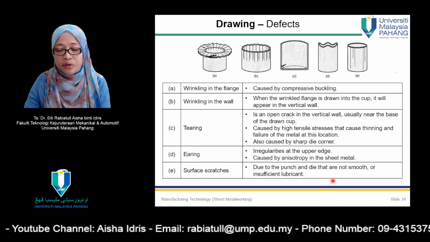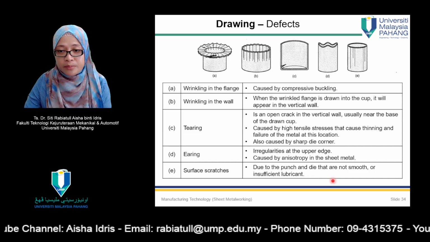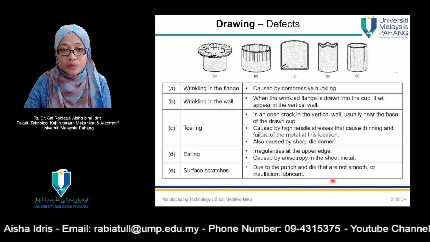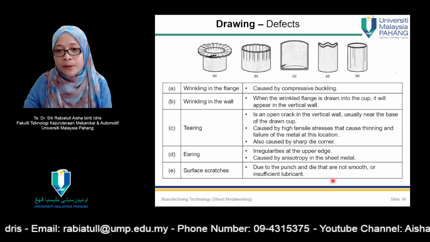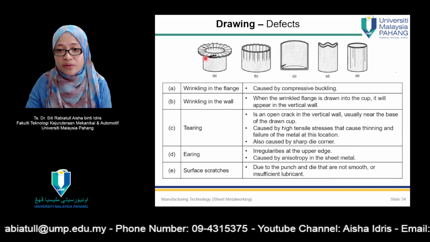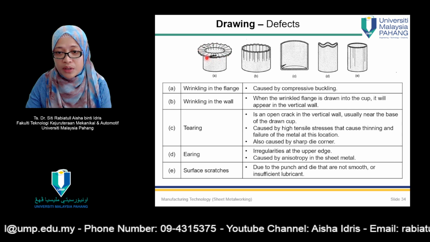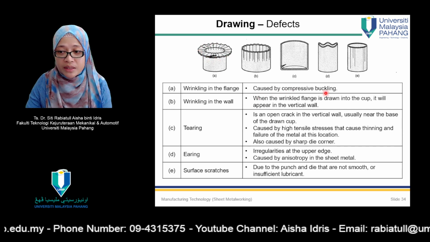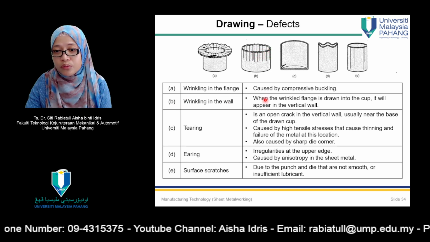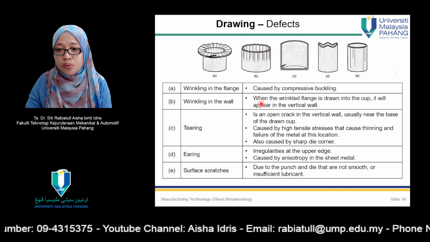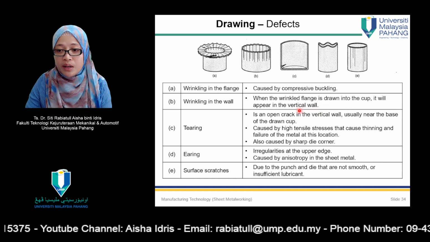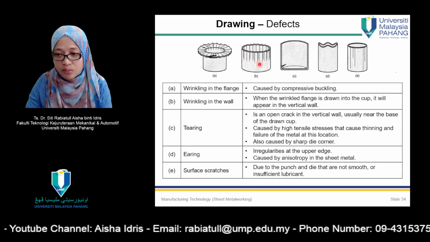Defects, yes, of course. Any type of process is subjected to several types of defects. The same goes for drawing. Defects that can be found in drawing are, first, wrinkling in the flange, caused by compressive buckling. Number 2, wrinkling in the wall. It happens when the wrinkled flange is drawn into the cup. It will appear in the vertical wall.